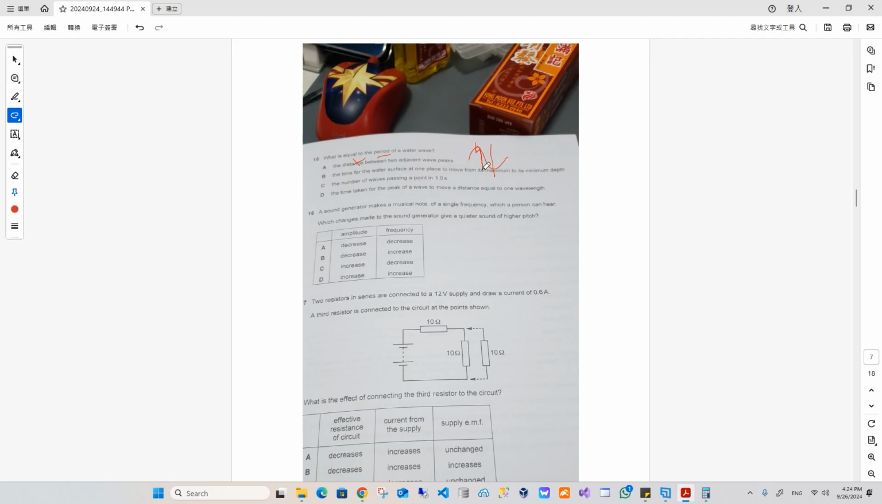From here to here, so it's actually half an oscillation. One complete oscillation is the time for down and then up, back to up. That will be one complete oscillation. Okay, so this is wrong.